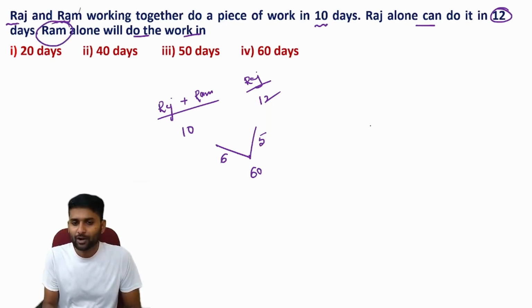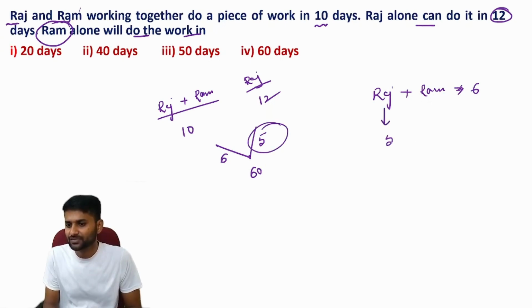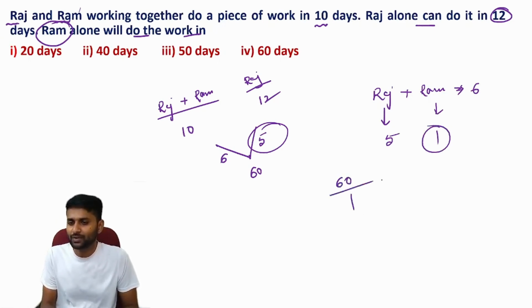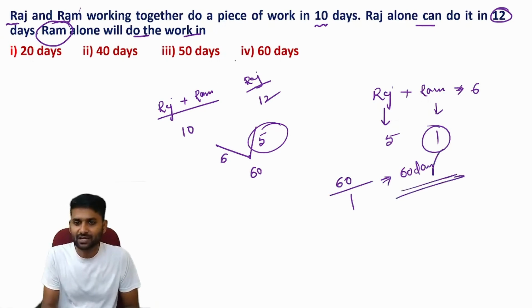Now see, according to the efficiency of Raj and Ram, per day they will complete exactly 6 units. And you know that out of 6 units, the efficiency of Raj is 5 units. Then we can say that Ram's efficiency is 1 unit per day. Now we have to complete 60 units at 1 unit per day, then the whole work is completed in 60 days. So your answer is 60 days.